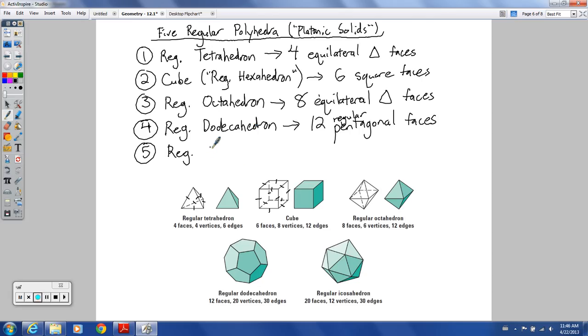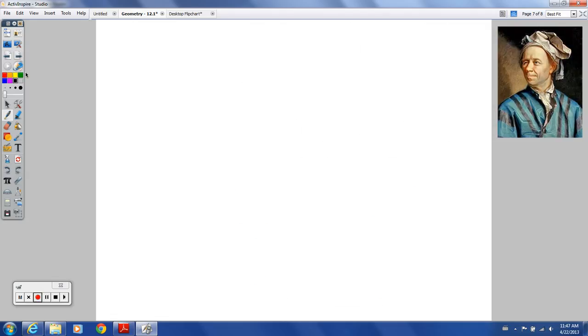So we have a regular icosahedron. It's got 20. Icos, that prefix stands for 20. So icosahedron is 20, and they're all equilateral triangles once again. 20 equilateral triangle faces. And so this is what you see in the book. So if you want to go and look on your own at the book and see a little bit more about those, you'll see these same pictures there in the book. We're not going to draw the pictures, we're just going to write down the information.